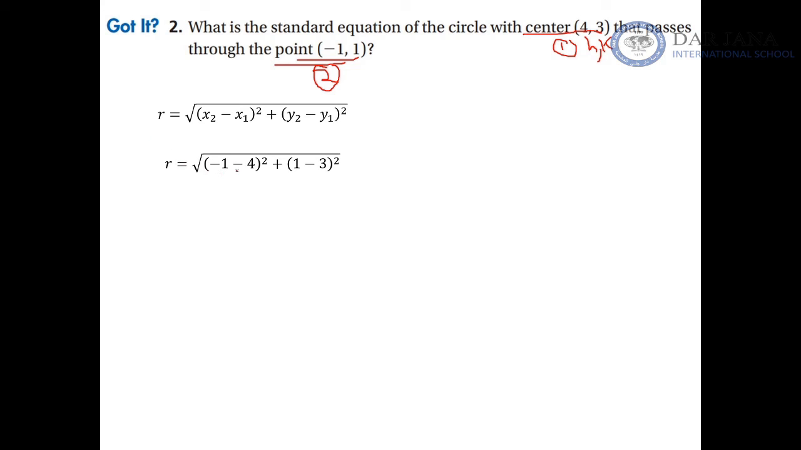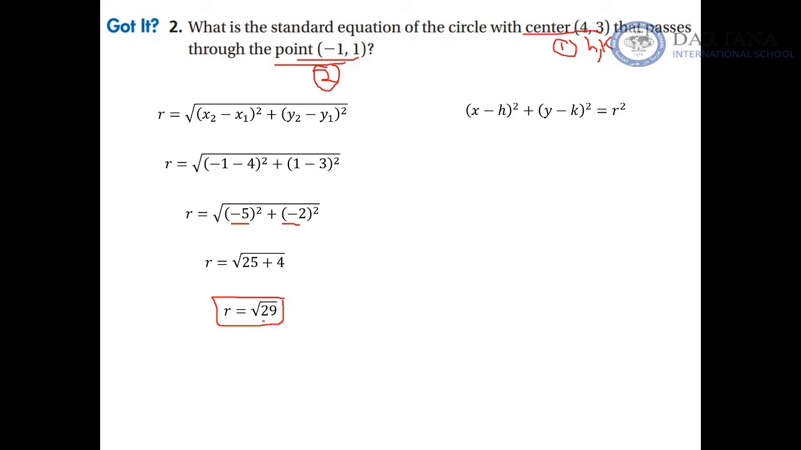So here negative 1 minus 4 is negative 5. 1 minus 3 is negative 2. Squaring both values here, I will get r equals radical of 25 plus 4, which means r equals radical 29. So I got the radius. I put the standard equation of the circle, (x minus h) squared plus (y minus k) squared equals r squared, and start replacing values. H is equal to 4, k is equal to 3, and r is right here equals radical 29.